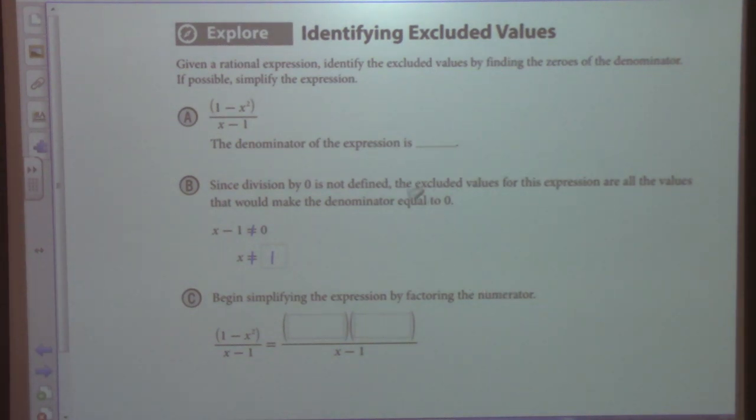Anyway, next it says begin simplifying the expression by factoring the numerator. Factoring is one thing we've worked quite a bit on in class, haven't we? So what's going to be the factoring of this numerator here? Yeah, that's 1 minus x squared. What's going to be our factoring of this numerator here?